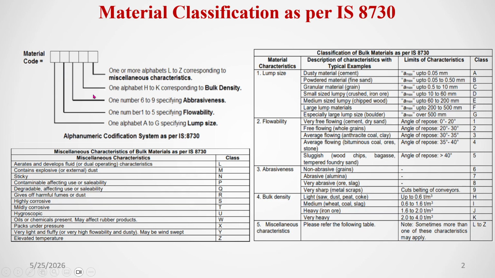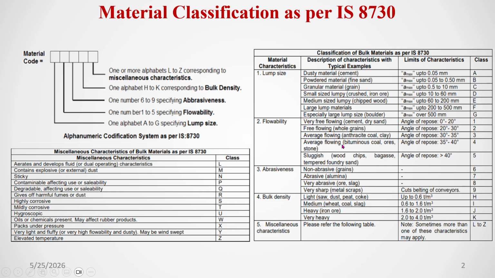Then the second number denotes the flowability of the material. It gives you the angle of repose. A very free flow material, whose angle of repose is very small, like cement and dry sand, is denoted by 1. Then free flow material like whole grain, with angle of repose 20 to 30 degree, is class 2. Then average flowing material, like anthracite coal or clay, 30 to 35 degree, is classified as 3.